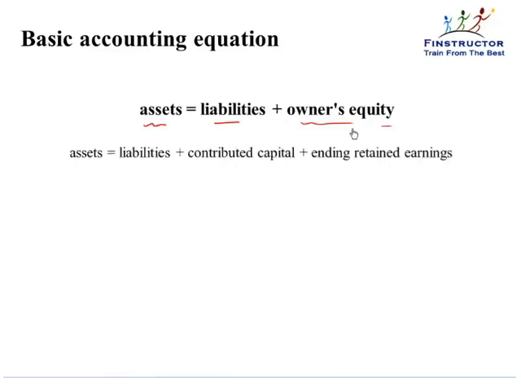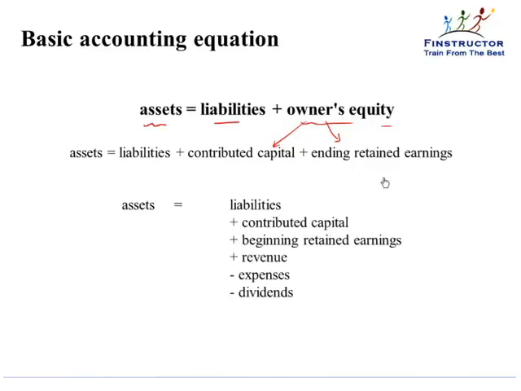The owner's equity can further be split up as the contributed capital, that is the par capital plus the additional paid-in capital, plus the ending retained earnings. The ending retained earnings can be split as the beginning retained earnings plus the retained earnings of this year, that is the profit minus dividend, or the revenues minus expenses minus dividends. So never mind the other two formats, they're just an expansion of the basic equation, that is assets equal liabilities plus owner's equity.